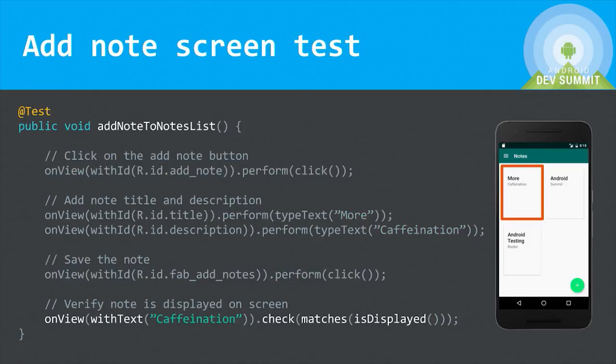And the last thing that we want to do is actually verify that the node that we've just added to our model is displayed on screen. This time we're going to do things a little bit differently. We use the onView method, but instead of matching a view by its ID, we can also use text and tell Espresso, give me the view from the view hierarchy which contains this text. And then we can use the check method to verify that the view is actually displayed on screen.